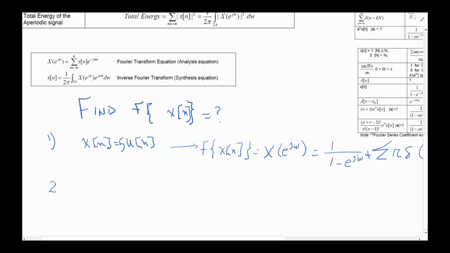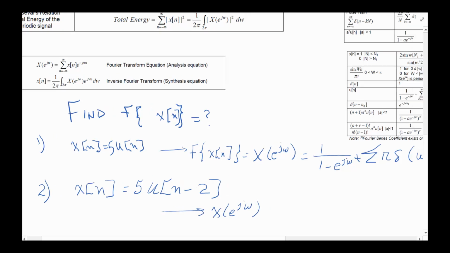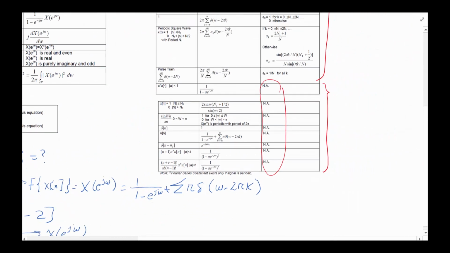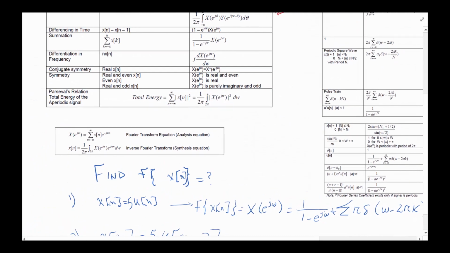Another case might be a little more complicated, where you have to look at 2 things. So let's say x of n is equal to 5u, instead of just n, maybe n minus 2. So now the question is shifted a little bit. Can I find the Fourier transform for this one? If you simply go to this table and look around, you're not going to find it because you only have u of n. You don't have u of n minus something. So can I make it work?